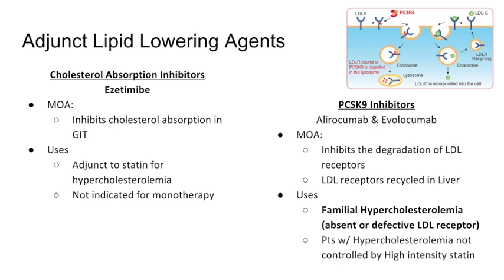Last but not least, we have a few adjunct agents. So we have our cholesterol absorption inhibitor, ezetimibe. This is sort of like the bile acid resins, only instead of binding to a resin, we're actually blocking a transporter in your gastrointestinal tract, and that is inhibiting the absorption of cholesterol through the gastrointestinal tract. So this is an adjunct for patients on a statin already. You don't really give this alone. I have a lot of stuff here written about monotherapy and adjunct. So we'll talk about that a little bit later and why some of these things are or aren't used as we go over the big picture at the end.